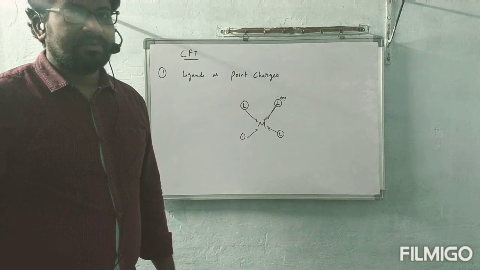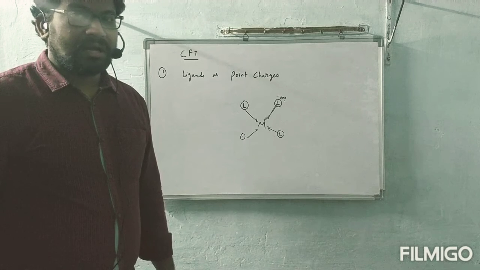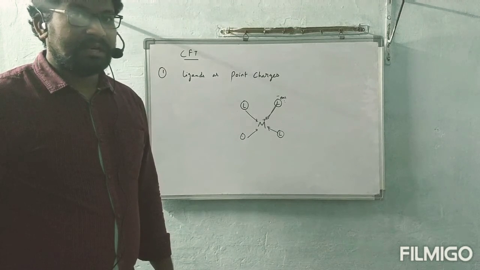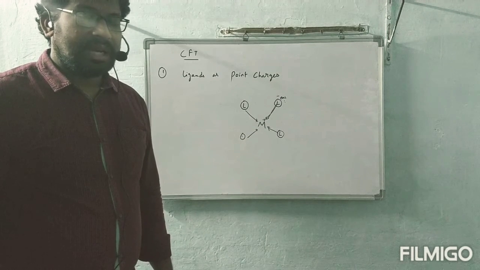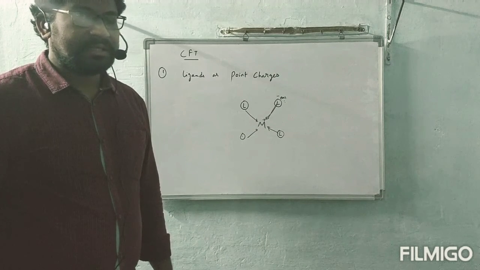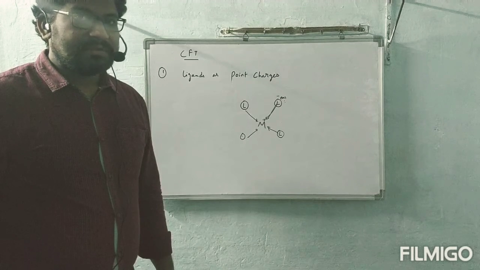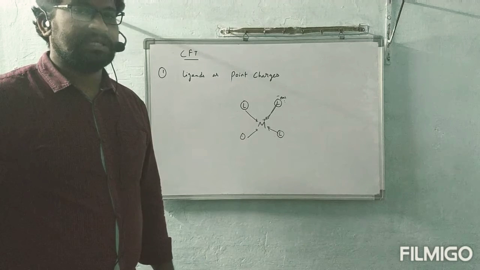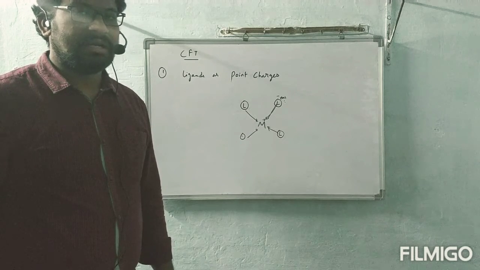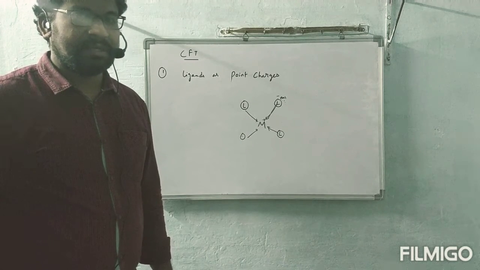When ligands approach along the axis, the orbitals with lobes along the axis have their energies increased. When ligands approach in between the axes, the orbitals with lobes in between the axes have their energy level increased. That happens in octahedral and tetrahedral complexes respectively.